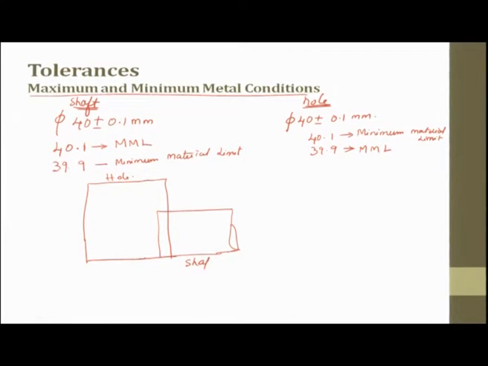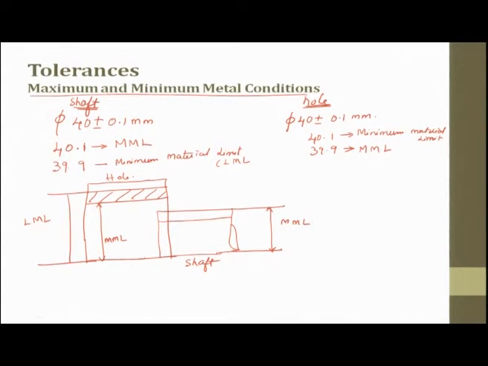This is a shaft. Okay, so, the hole. I would now change and represent this minimum as LML, the LML condition, and this is the maximum material limit for a hole. And when I talk about the shaft, this is called the MML and this is called the LML.